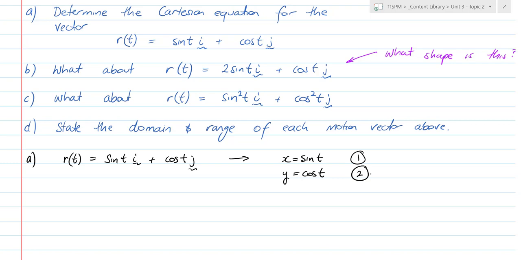So I'm going to leave it with you for 30 seconds. Can anybody come up with a way of eliminating t here? And I'll give you a bit of a clue. It's to do with trig identities. Go.